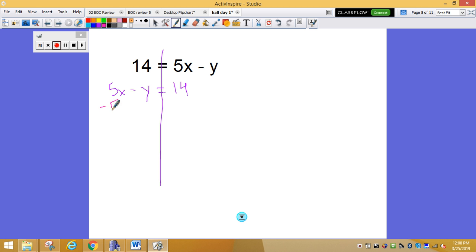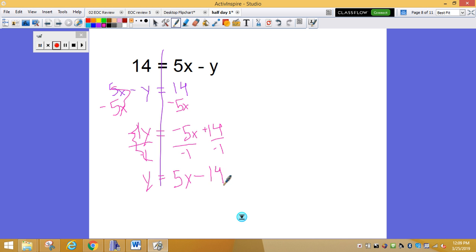I'm going to move my 5x first by subtracting it. So these go away. Bring down that negative y. Over here I have a negative 5x. The x comes first. And I have a positive 14. Now again, there's a 1 here, so I'm going to divide everything by negative 1. So y equals, these cancel. Negative divided by negative is a positive 5x. Positive divided by negative is a negative 14.